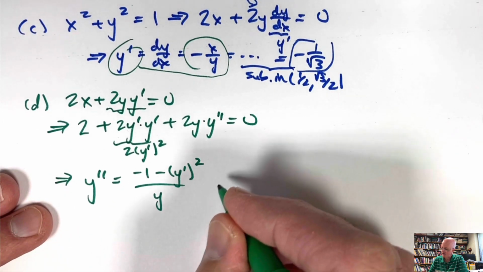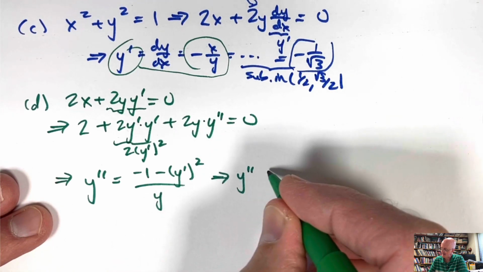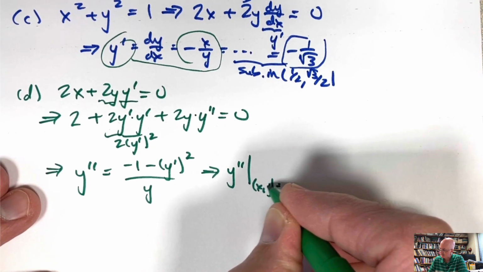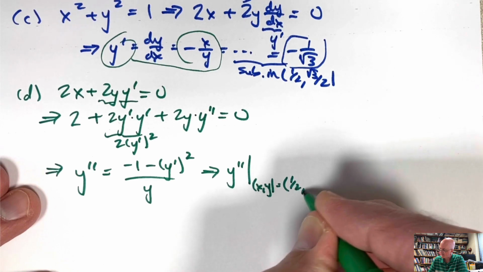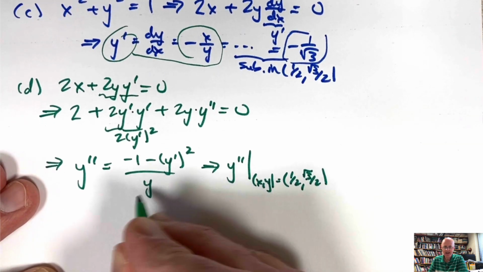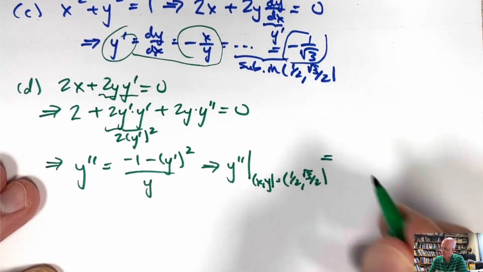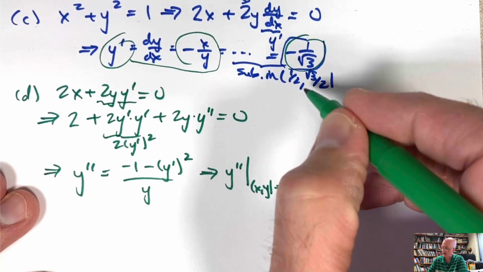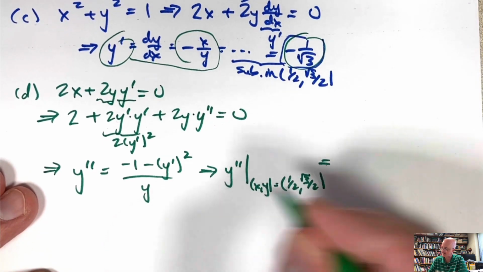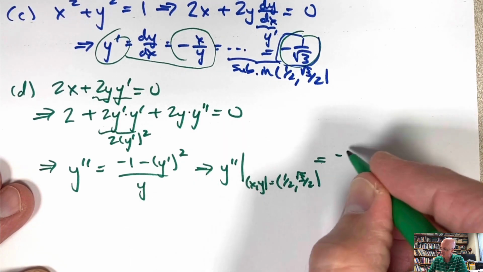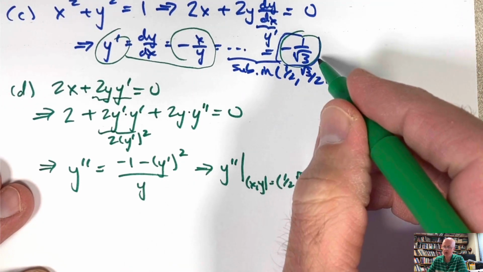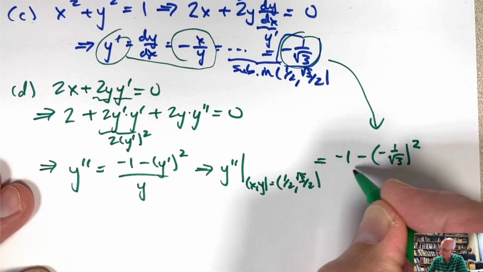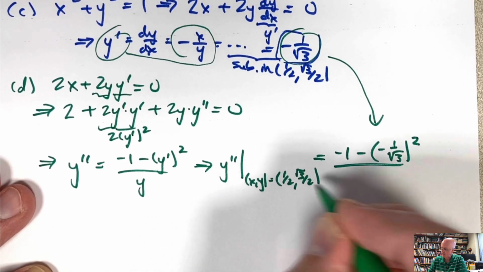And now we're going to evaluate this at the given point, x comma y equals 1/2, square root of 3 over 2. You don't see any x's in here, so I'm not going to plug in 1/2 anywhere, but I will plug in the fact that y prime is negative 1 over root 3 at this given point where x is 1/2. So I'll get negative 1 minus y prime squared. There's y prime, plug that in. Negative 1 over root 3 quantity squared, all divided by y, square root of 3 over 2.